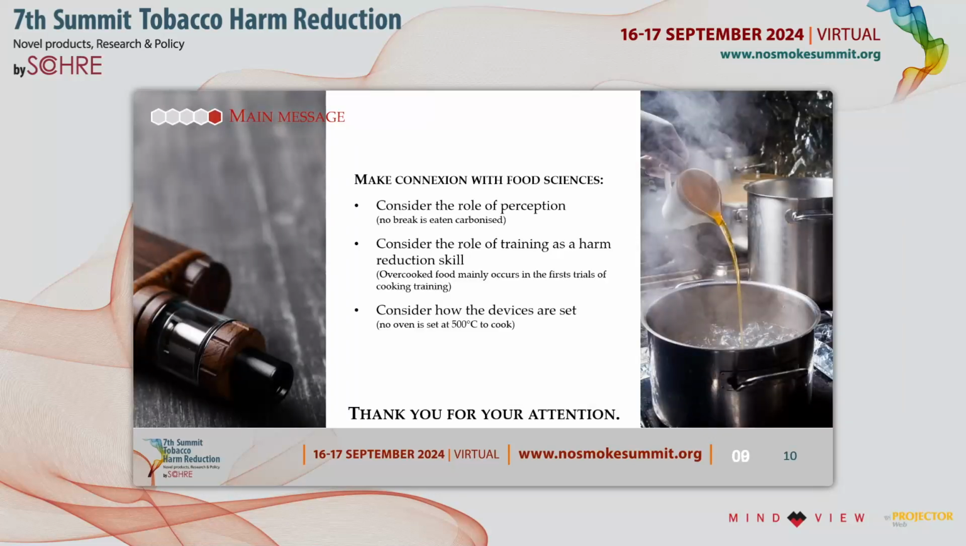Our main message is to take care on how vaping devices are used and to make connection with food science. By analogy, I think we should consider the role of perception, as no bread is eaten carbonized. We should also consider the role of training as a harm reduction skill. By analogy, overcooked food mainly occurs in the first trial of cooking training.